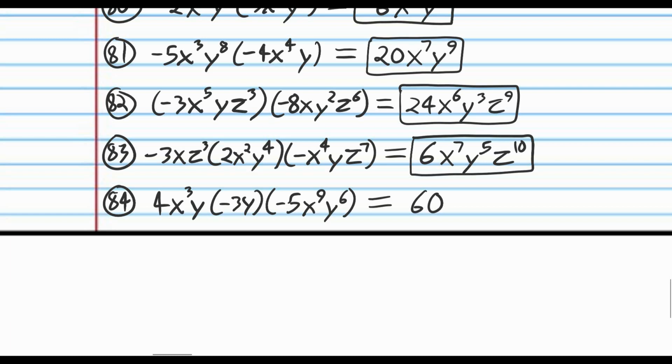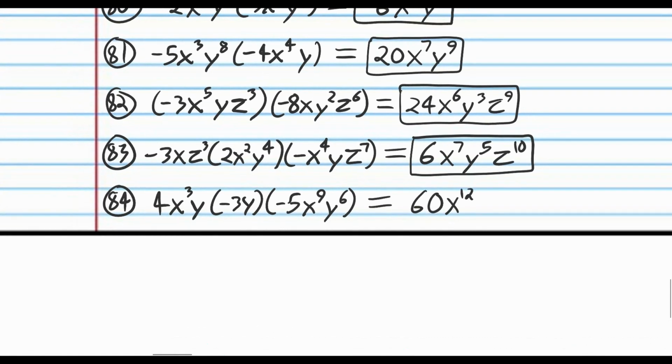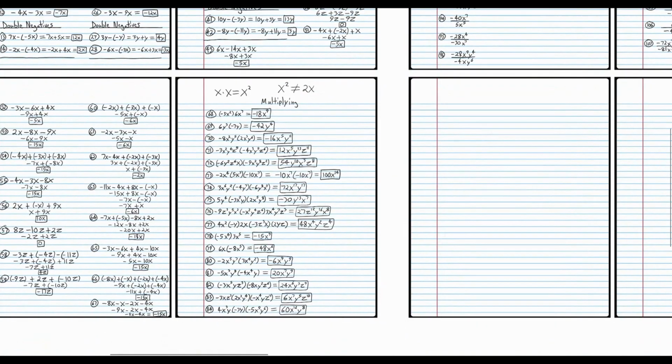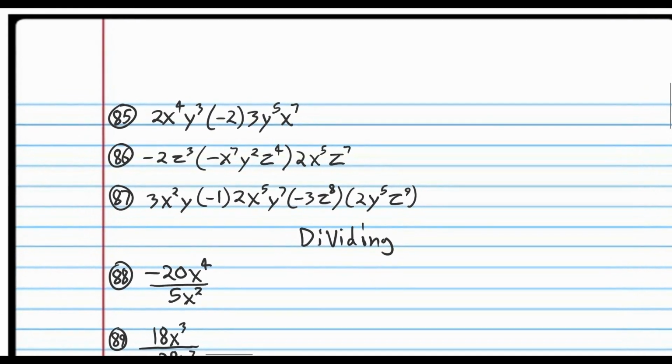All right, so let's see here. X to the 12th we get. And then y to the 8th. And it looks like that's it. So if you got 60 x to the 12th, y to the 8th, good job. All right. So we're moving right along here. We have 3 more multiplication problems, so go ahead and attempt 85, and when you come back, we'll do it together.